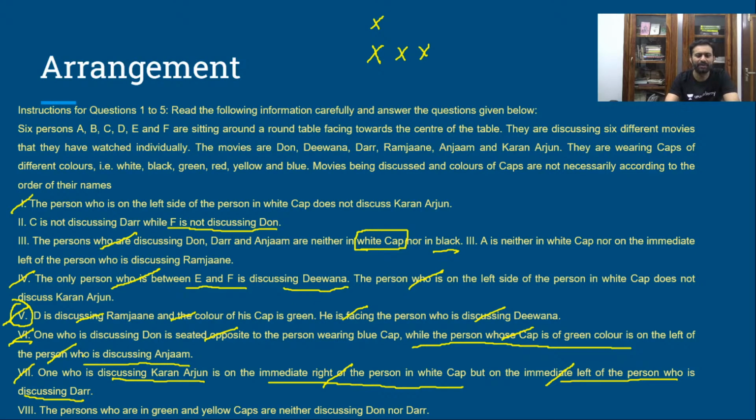Now the eighth will make sense. Let me put process guide. Read the clue: the persons who are in green and yellow caps are neither Don nor Dar. Green is not relevant for us. Green we already know. Yellow, it will help us, right? Because yellow is neither Don nor Dar.